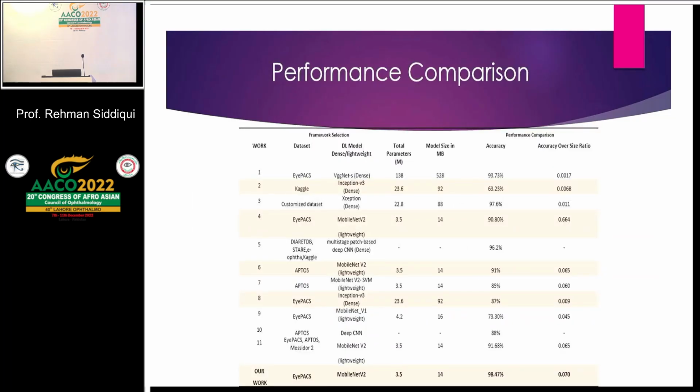Now, if we compare our proposed framework with other state-of-the-art techniques reported in open literature, we can see that accuracy-wise, our model outperformed other techniques with an accuracy of 98.47%. And at the same time, the size of our model is smallest among all. So in terms of total parameters, we are using only 3.5 million parameters.